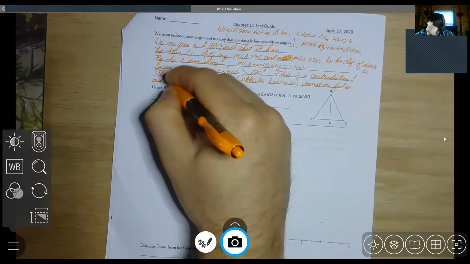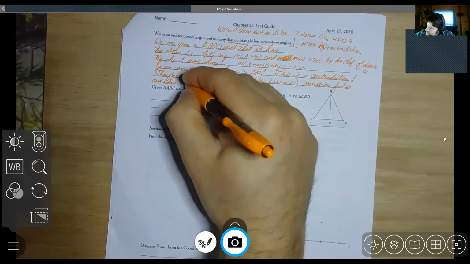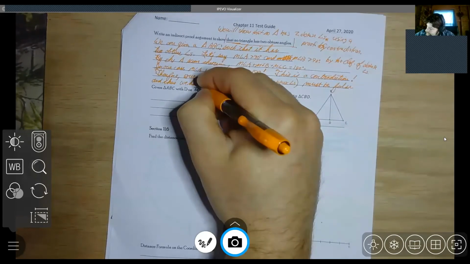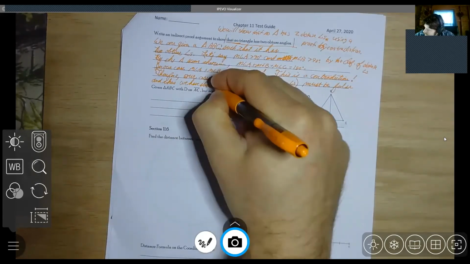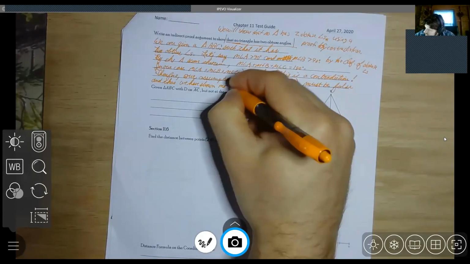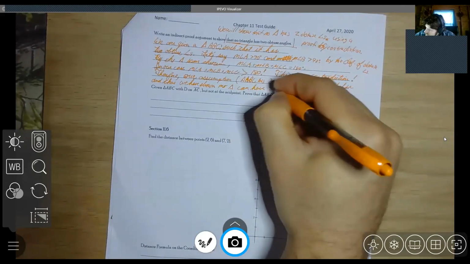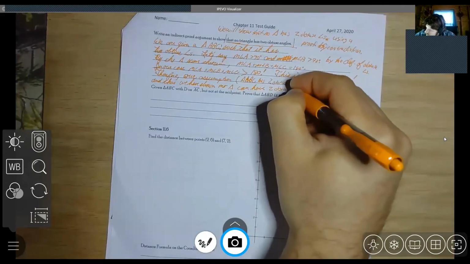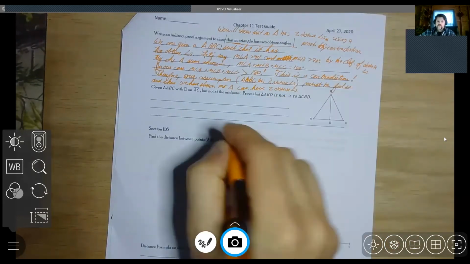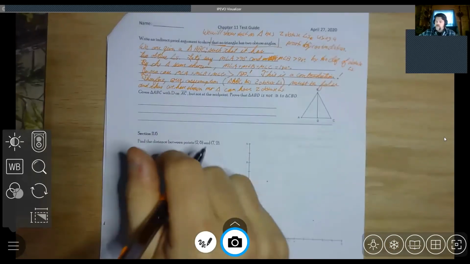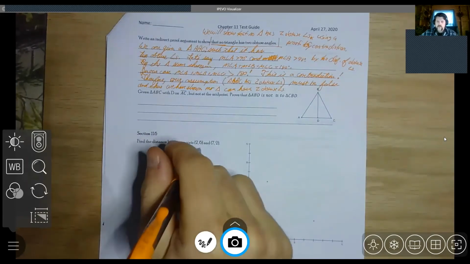And thus we have shown no triangle can have two obtuse angles. So that was a clumsy attempt on my part. All the information's here. I just could have done it a bit better.